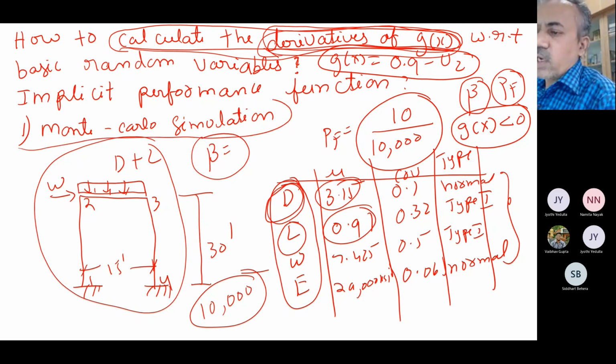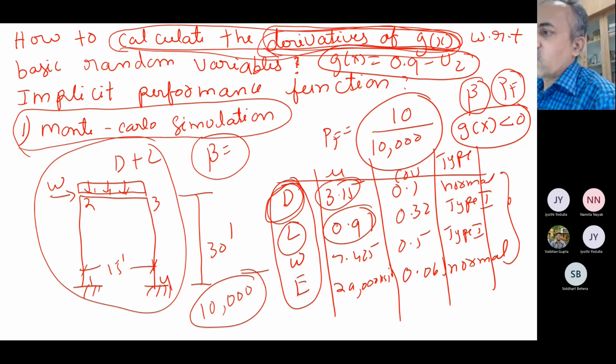One is Monte Carlo simulation, okay? Monte Carlo simulation is a straightforward analysis. You just generate the random variables numerically. Instead of doing one analysis, you may have to do 10,000 analyses, and among these 10,000, you count how many have failed. You simply calculate the probability of failure, and then you take phi inverse of that PF, and you will get the reliability index. So this is a straightforward method.